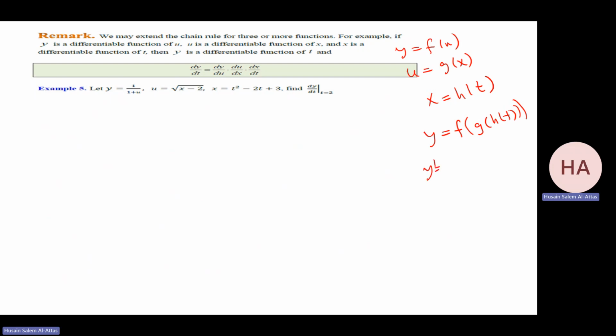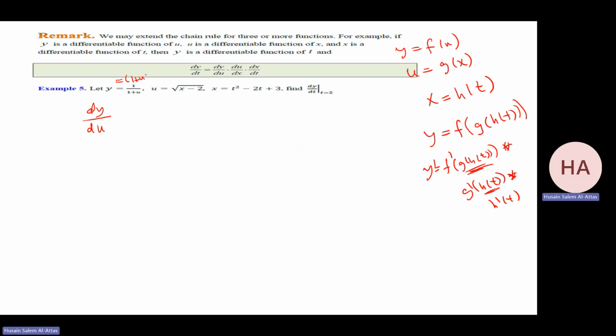So y prime will be f prime at g of h of t times the derivative of this, which is g prime at h of t, times the derivative of this, which is h prime at t. Or in other words, dy over dt is dy over du, times du over dx, then dx over dt. As I said before, this is an easy way to remember. So it means I need to find dy by du.